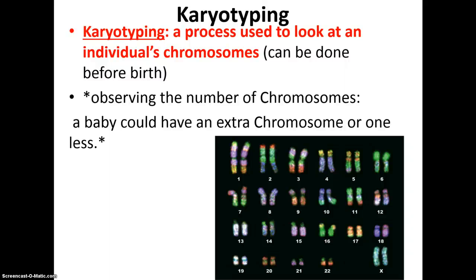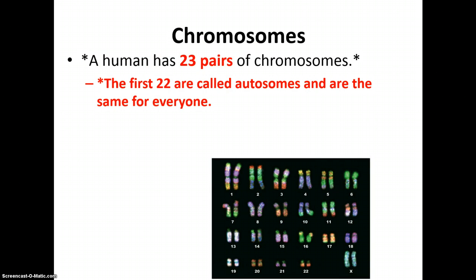Karyotyping is a process used to look at an individual's chromosomes, and it can be done before birth. This is where you're going to have genetic testing. Observing the number of chromosomes could be used to find out if there is a genetic defect in a baby. An extra chromosome or one less could determine what type of genetic defect it has. How many chromosomes do humans have? 46, or 23 pairs. If you have 47 chromosomes or 45 chromosomes, you're looking at some kind of genetic disorder.